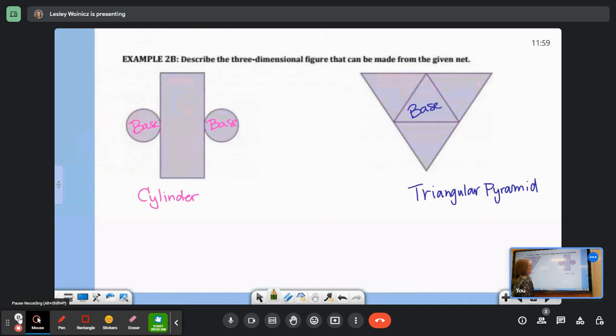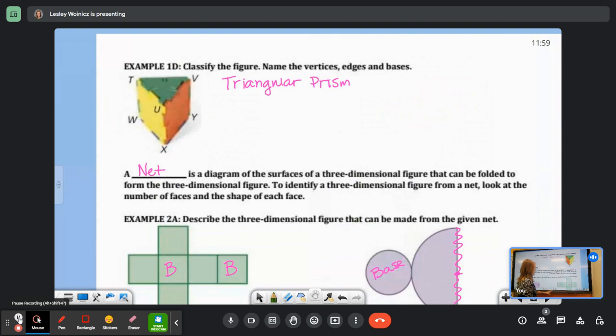Cool. All right, now I'm going to finish this one that the kids were tired of. Okay, so we've got vertices. What's the first letter? T, U, V. Okay, we're going to start with T. Remember that these are points. T, U, V, W, X, Y. Do we have Z? No.